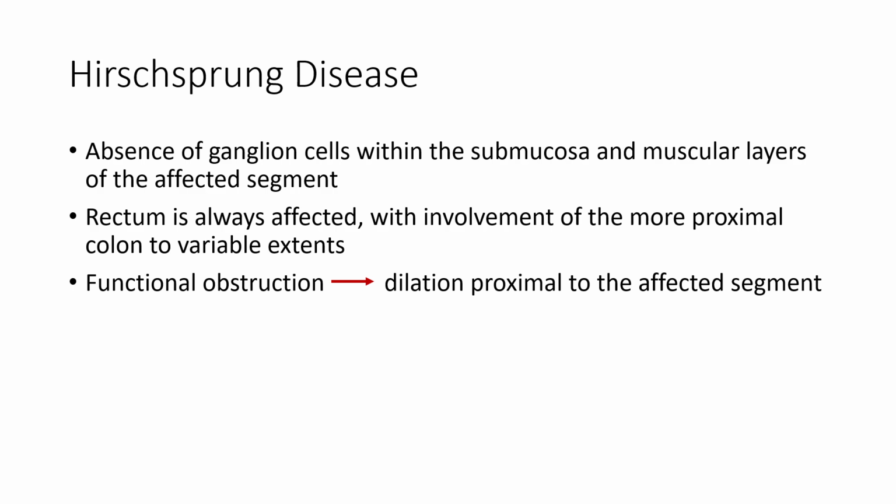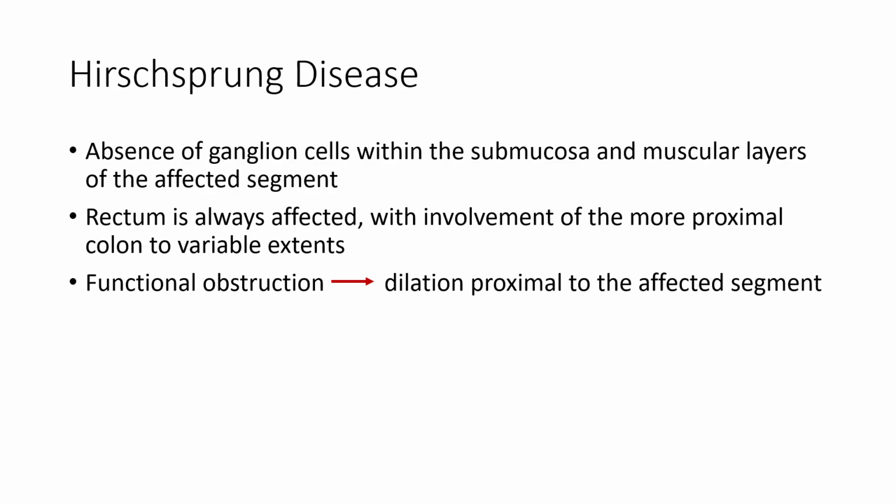So as we said, Hirschsprung disease is due to failure of the ganglion cells to migrate to the wall of the colon. As a result, there will be absence of ganglion cells within the submucosa and muscular layers of the affected segment. So in order to diagnose Hirschsprung disease, you need histologic confirmation that the ganglion cells are absent within the submucosa and muscular layers. The rectum is always affected in Hirschsprung disease, but the length of the additional involved segments proximally varies widely between different patients.